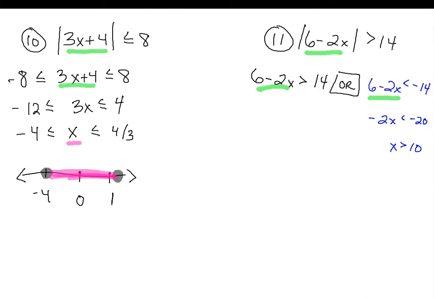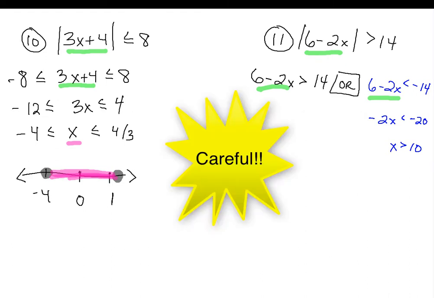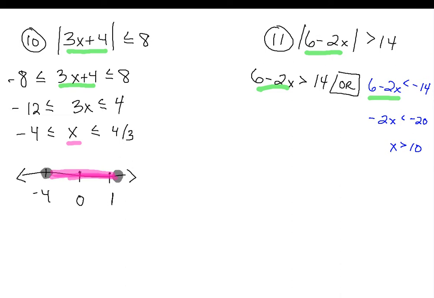Now it doesn't matter which side we start to solve first, so we're going to go ahead and take a look at 6 minus 2x is less than negative 14. If you subtract 6 on both sides, you'll end up with negative 2x is less than negative 20. Now, be really careful here when you divide both sides by negative 2, because you've got to remember to flip the inequality symbol. So that's going to give us x is greater than 10. So that's the first piece that we've got to do.